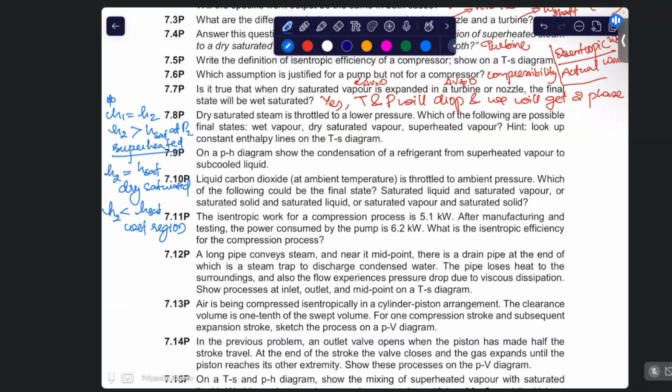Okay. Then 10th question, liquid carbon dioxide is throttled to ambient pressure. Which of the following could be the final state?